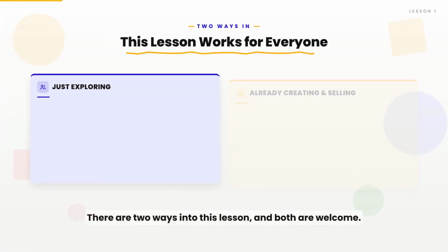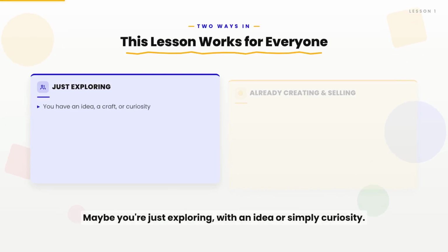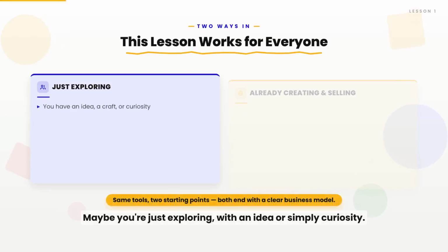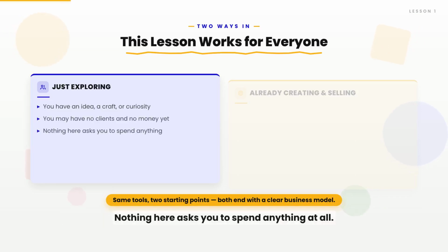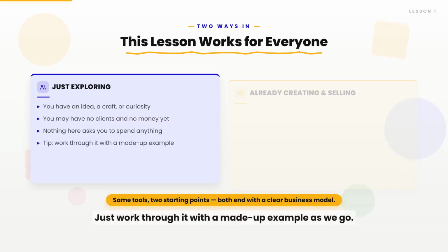There are 2 ways into this lesson, and both are welcome. Maybe you're just exploring, with an idea or simply curiosity. You may have no clients and no money yet, and that is perfectly fine. Nothing here asks you to spend anything at all. Just work through it with a made-up example as we go.